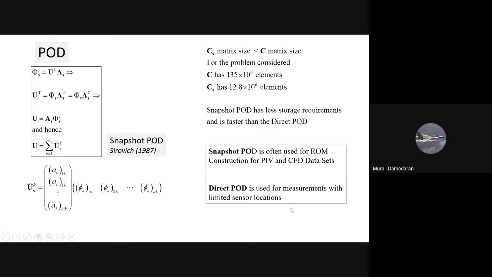The direct POD is used for measurements with limited sensor locations. Say, like that experimental apparatus I've shown you, if you're measuring pressure with sensors on the top, I won't be able to put a lot of pressure sensors, but I will put a few. And then based on that data, I will use direct POD to construct the field.